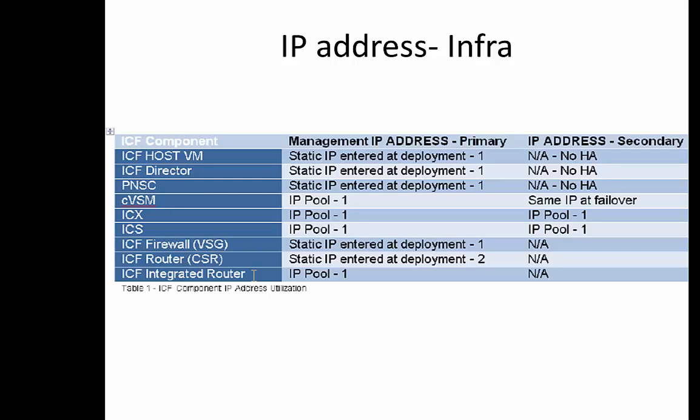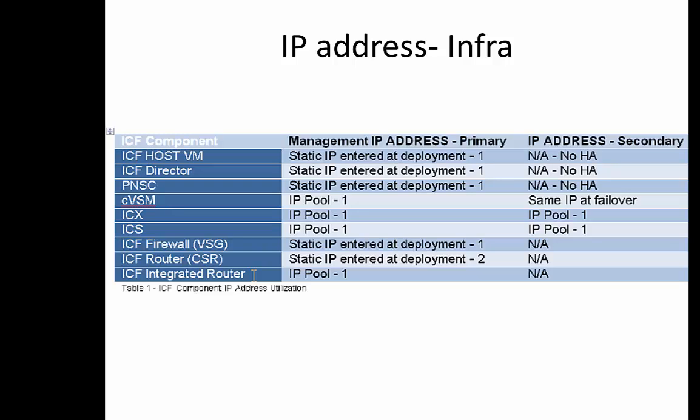IP addresses, these are the IP addresses you would need. ICF host VM, you put it statically. ICF director, you put it statically during the installation of the OVA. PNSC, static IP. CVSM gets from the pool. It is on the second stage when you're deploying the infrastructure. At that stage, it gets from the management pool. ICX and ICS also get from the management pool once you are deploying the cloud.